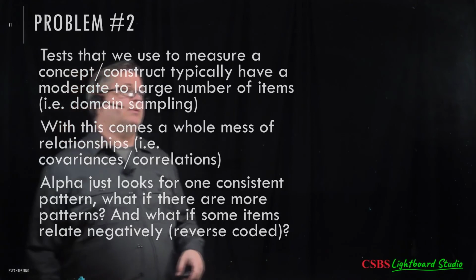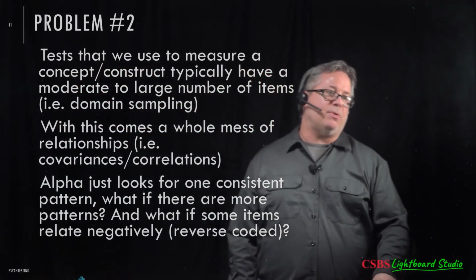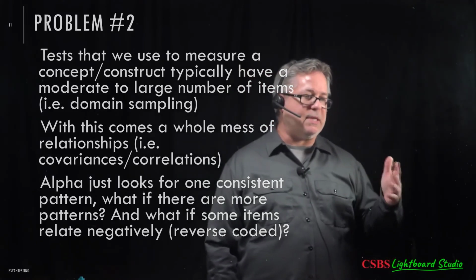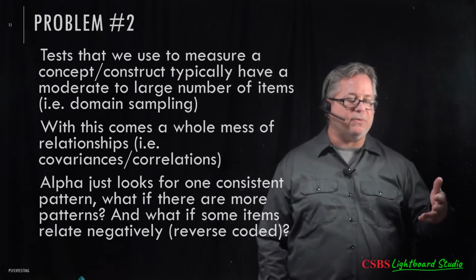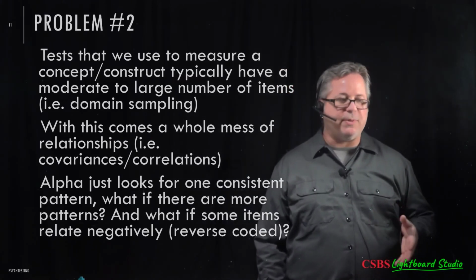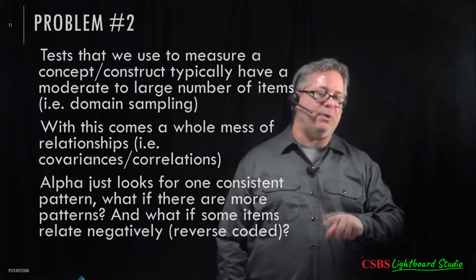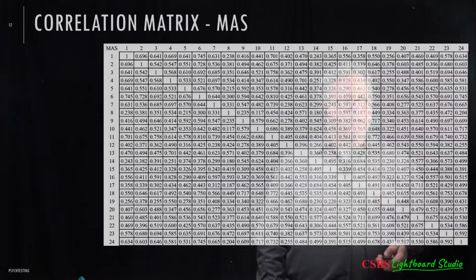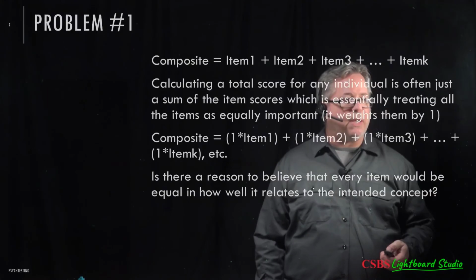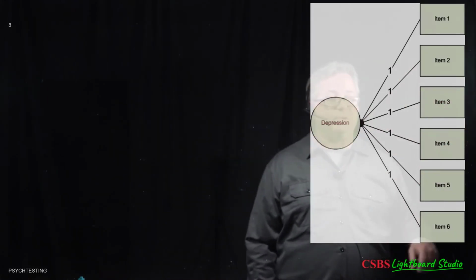But there's another problem. Tests that we use to measure a construct typically have a moderate to large number of items, like from domain sampling, right? We typically use a lot of those. With this comes a whole mess of relationships, lots of correlations, lots of covariances we have to deal with. Alpha looks for just one consistent pattern. So if we use Cronbach's alpha as our reasoning, our argument, well, why can I just combine all the items together in depression? Well, because Cronbach's alpha said they're consistent.